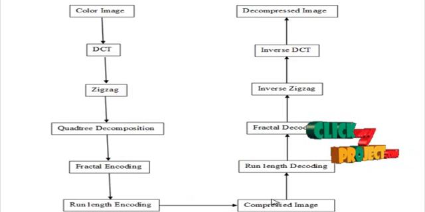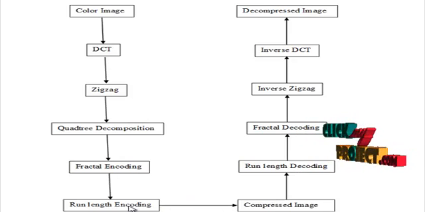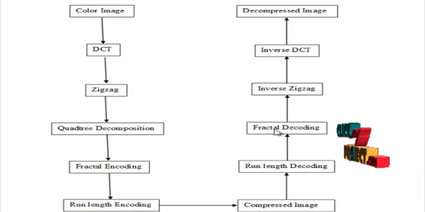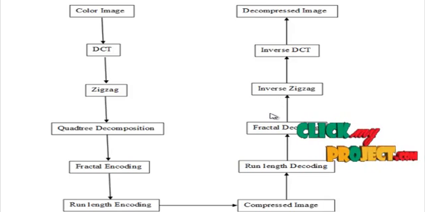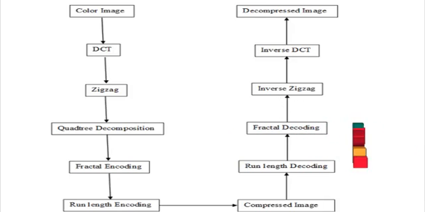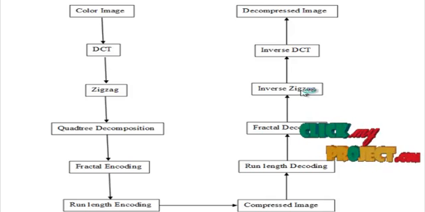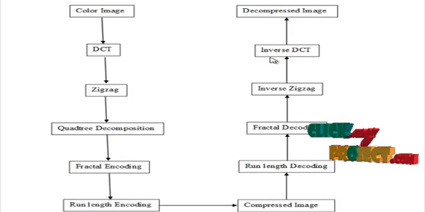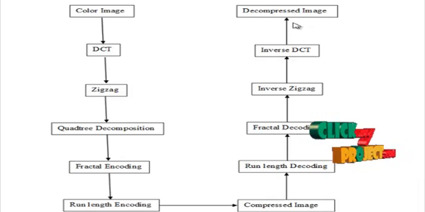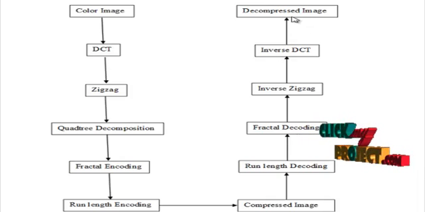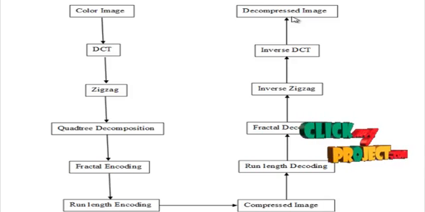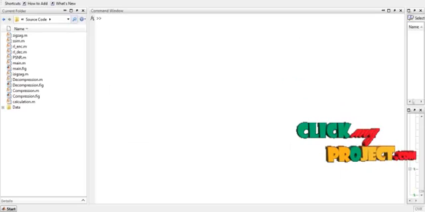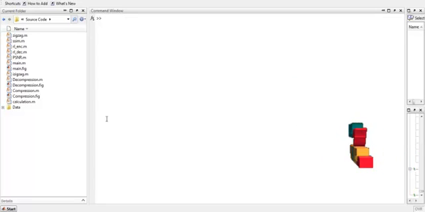So for that, first the compressed image is run length decoded. After the run length decoding process, fractal decoding is applied. Then inverse zigzag is applied. Before that, the quadri decomposition is reversed in order to obtain the exact sequences. After that, inverse zigzag is obtained. Finally, inverse DCT is applied in order to retrieve the original decompressed image. Finally, the overall performance of the process is measured in terms of compression ratio, PSNR and the MSE of the process.